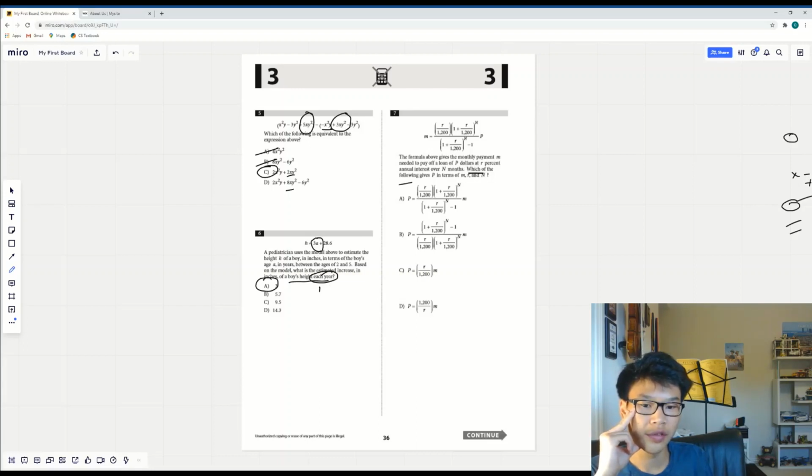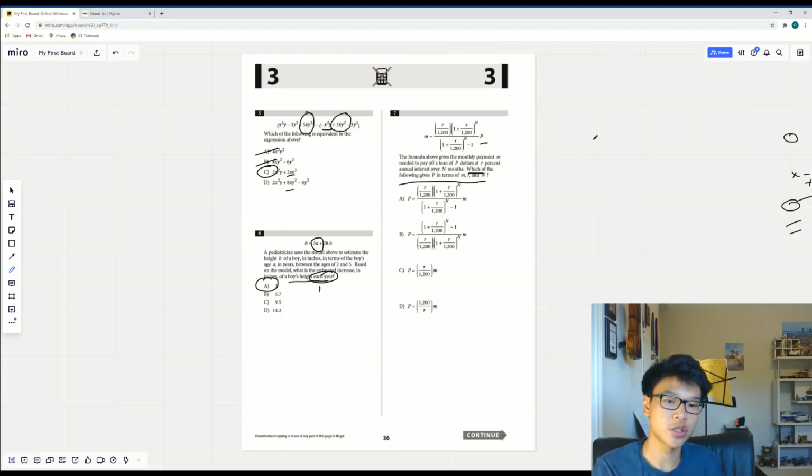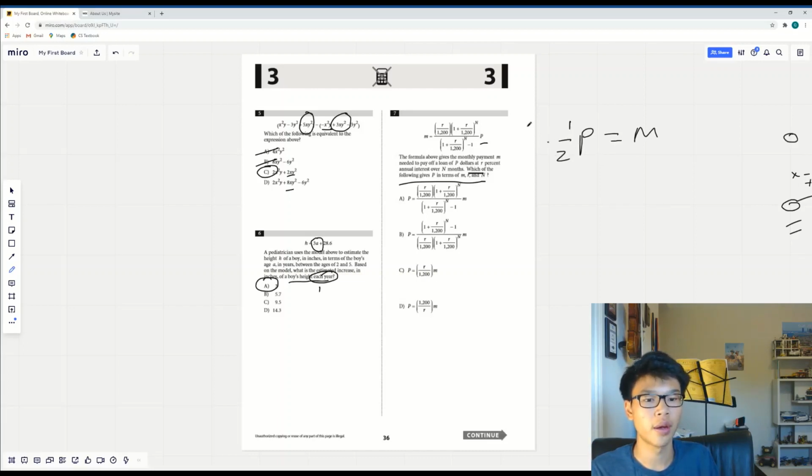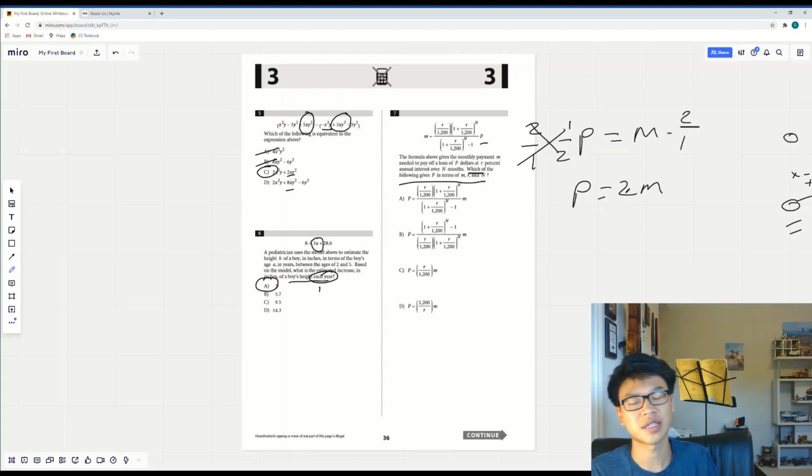Which of the following gives P in terms of M, R, and N? So we'll solve for P based on the answer choices. If you have a fraction, like say 1/2 P equals M, to get rid of this fraction, you multiply by its reciprocal. See how it cancels out? But once you do it to one side, you also do it to the other side. So P equals 2M. That's not the answer, that's just an example.